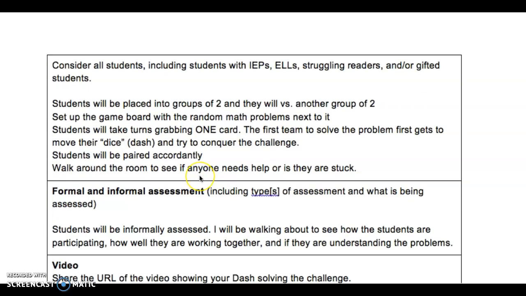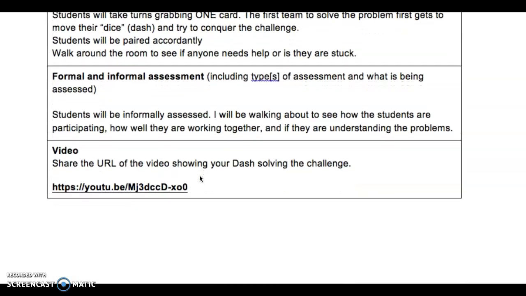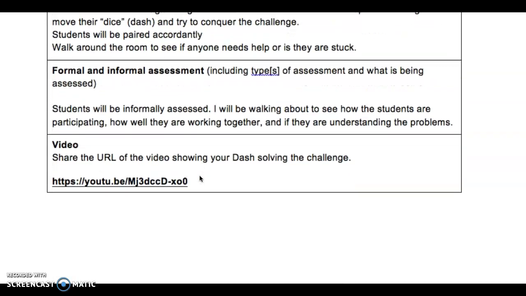The teacher will be walking around to see if anybody is stuck, and I'm going to be assessing them informally by walking around, seeing if they're participating and how well they are working together.